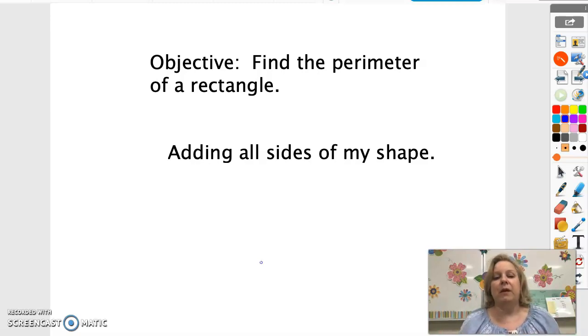Then we're also going to get into finding area and perimeter without those measurements, and we did a little bit of that already. But right now I want us to really understand area and perimeter and the differences between them. So perimeter, I think of adding. Area, I think of multiplying.